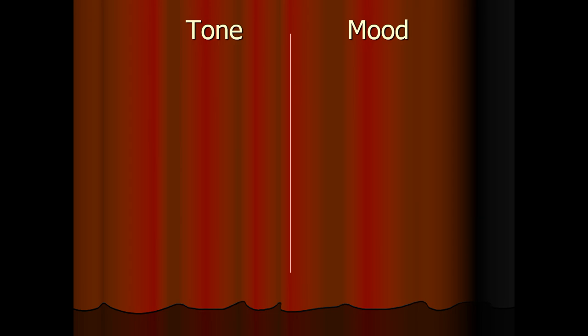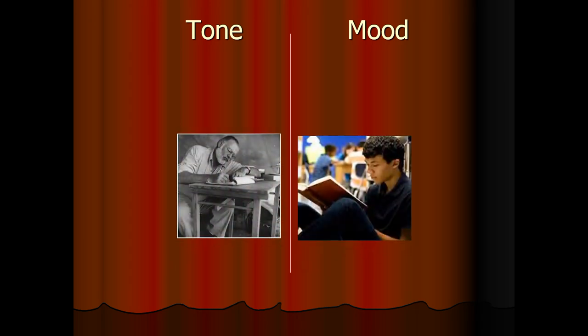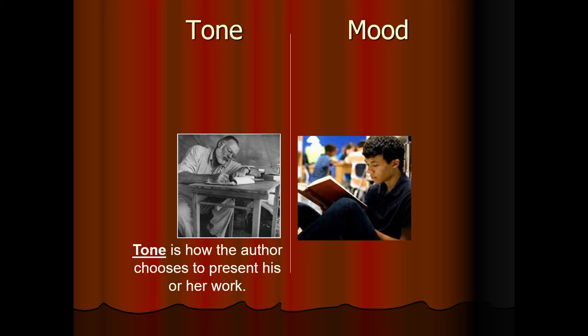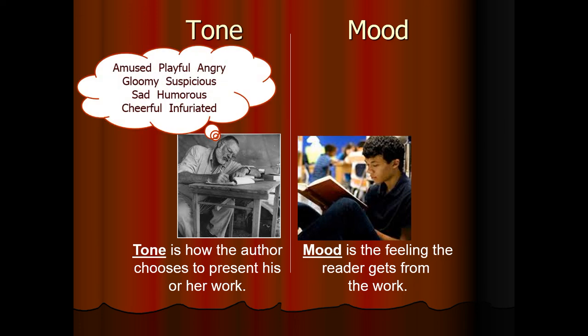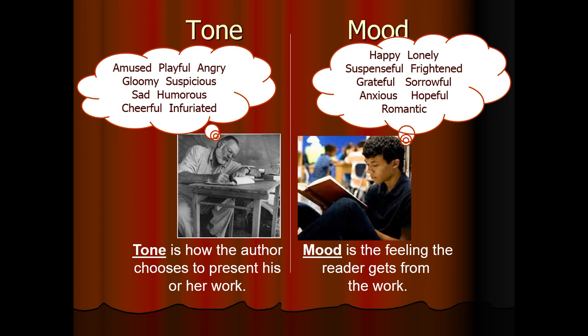Our next device has to do with tone and mood, and they are related, but they are not the same thing. So tone has to do with what the author is doing. That's why we've got Hemingway there on the left. He's doing the writing. And mood has to do with the reader. So tone is how the author chooses to present his or her work. It's the emotion of the text, and the mood is the feeling that the reader gets from the work. So it's always in terms of emotions.